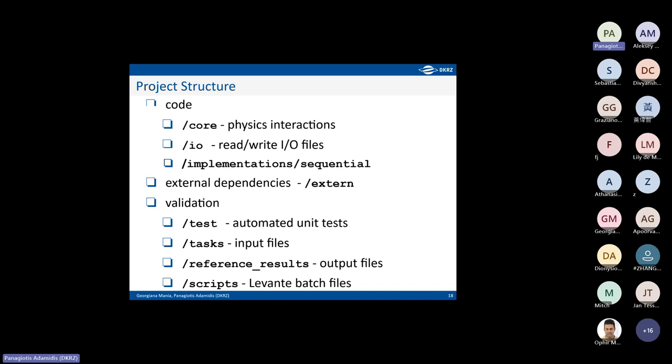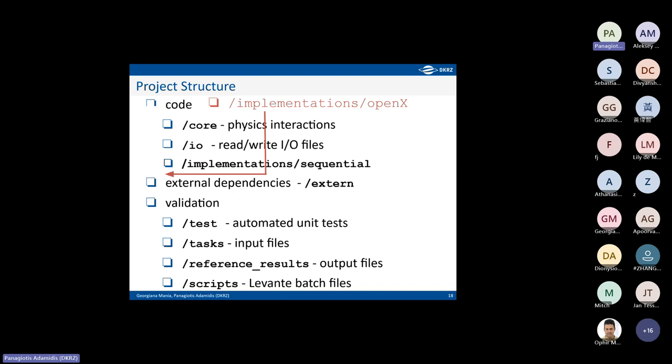So core contains the physics interaction, what you saw earlier with the transitions from a water species to another, I mean, the valid transitions, all kinds of helper functions, thermodynamic functions, and so on, everything is already implemented. The IO folder contains the reading and writing of netCDF files. This is what we're going to use for getting the data and for outputting the results. And the implementations folder at the moment contains our sequential implementation. Here you can add your own, so either OpenMP or OpenACC.